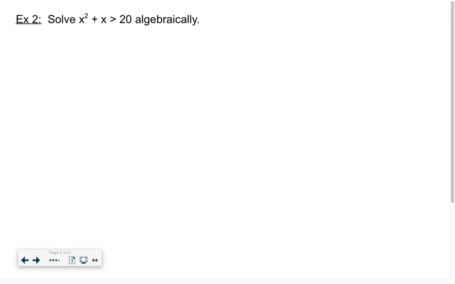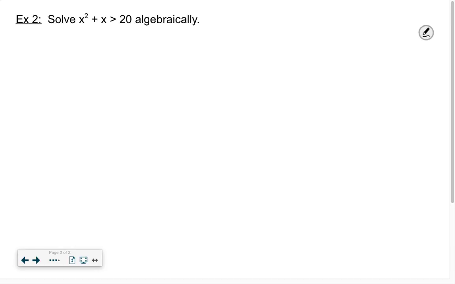The new concept for today is when we want to solve this thing algebraically. Okay? So we don't need to graph this thing. Instead, we need to learn this new process. X squared plus x is greater than 20, solve algebraically.